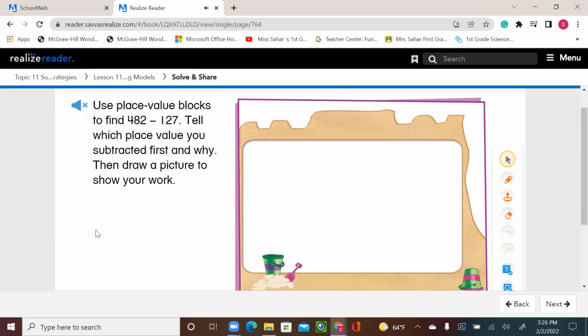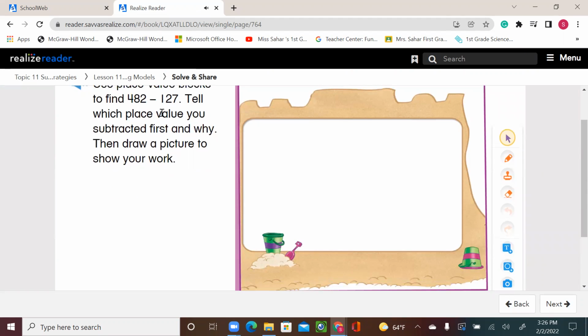Use place value blocks to find 482 minus 127. Tell which place value you subtracted first and why. Then draw a picture to show your work. All right.